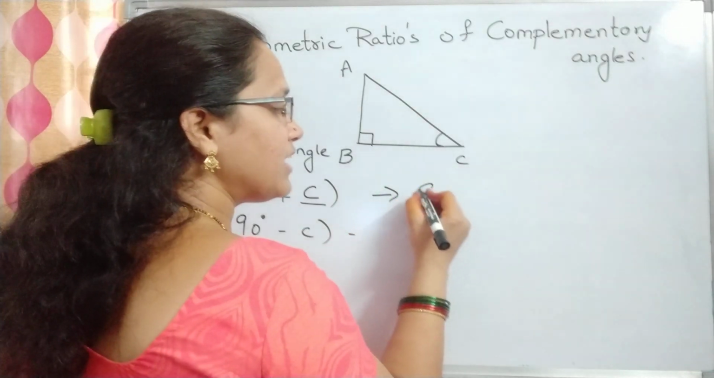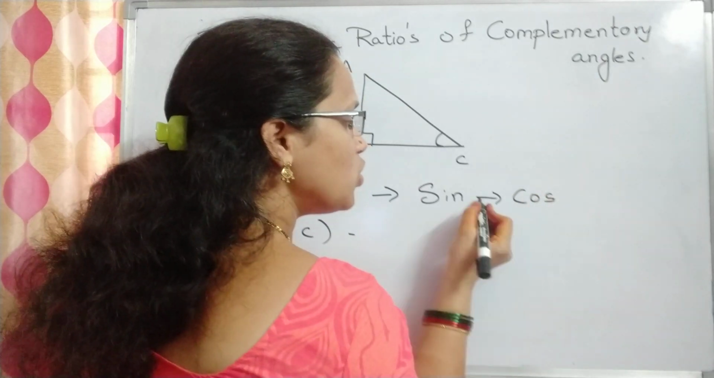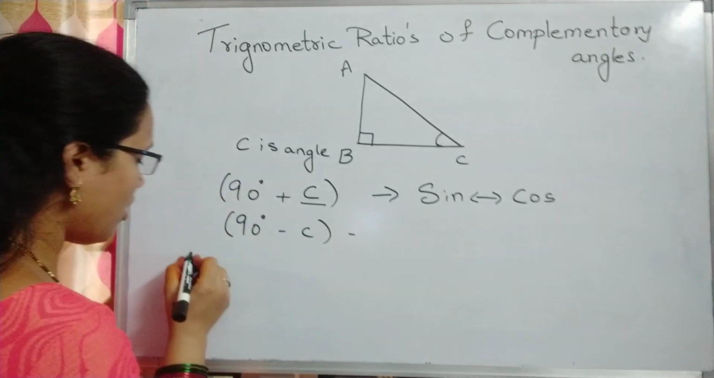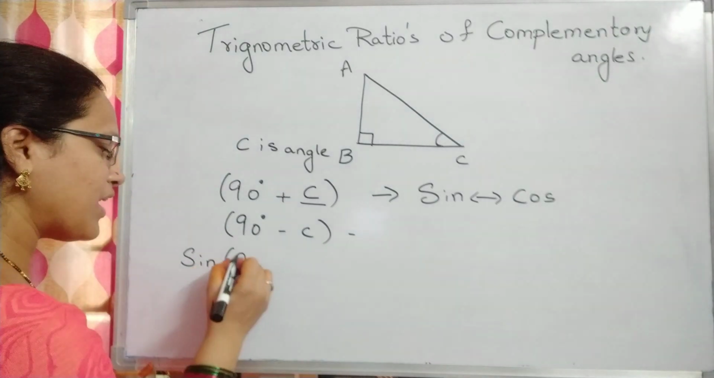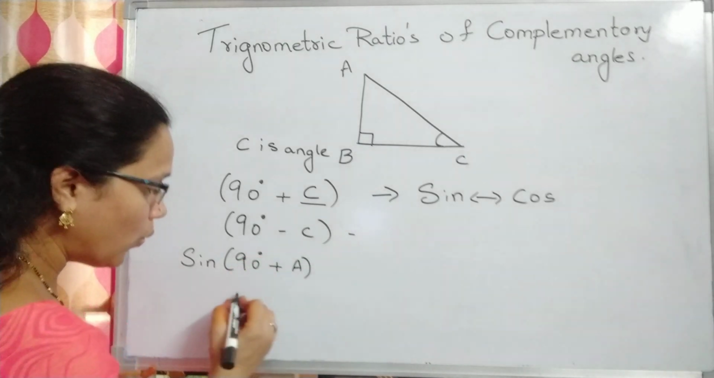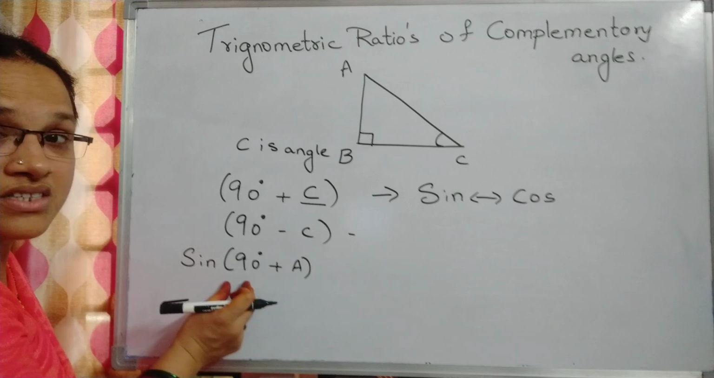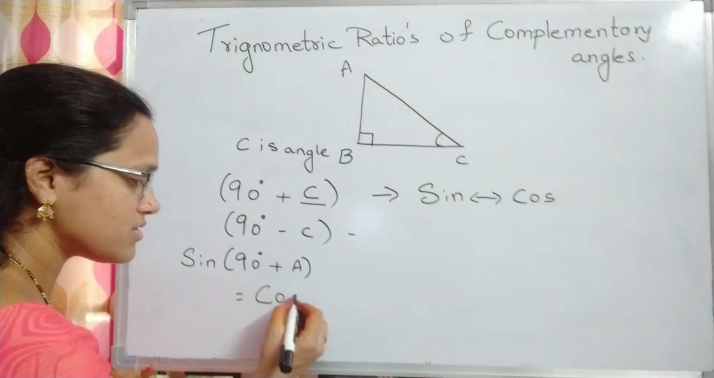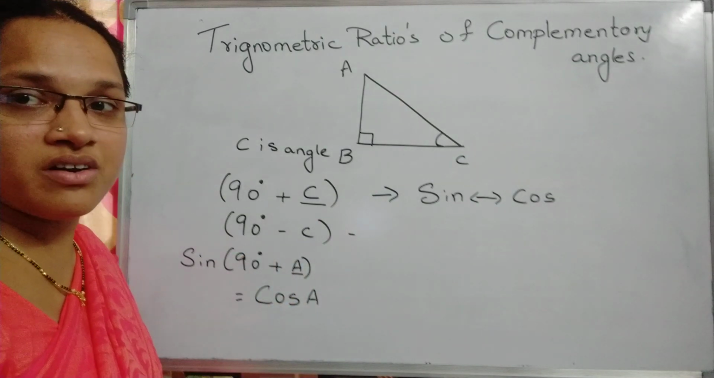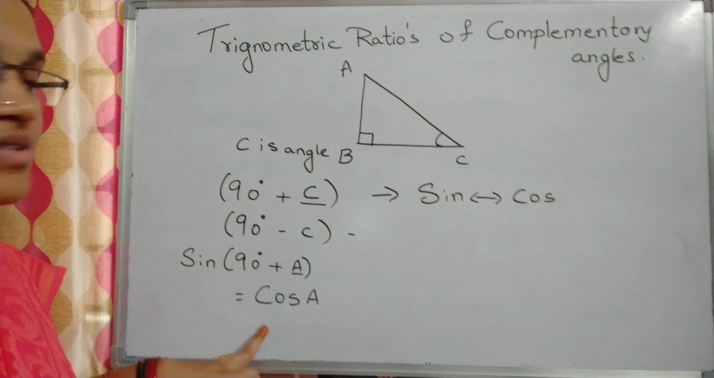Why? Because it converts sine to cos and cos to sine, vice versa. That means sine of 90 degrees plus A will become cos A. With 90, sine immediately changes to cos. Is that clear, children? This is how you write it, and this is how it changes from sine to cos and vice versa.